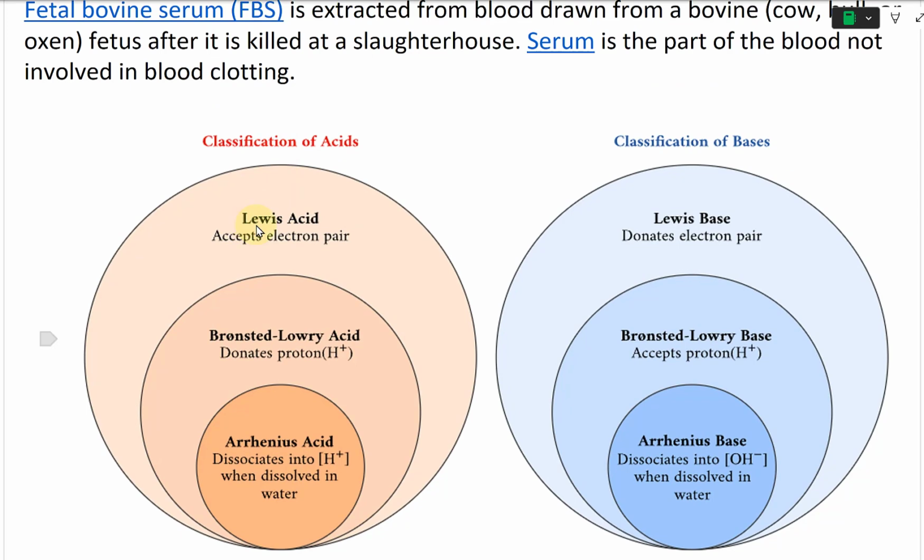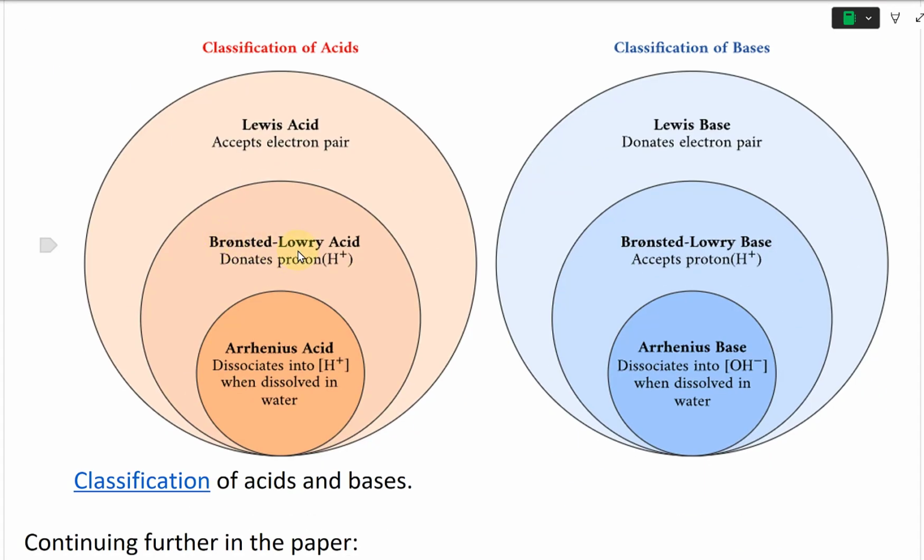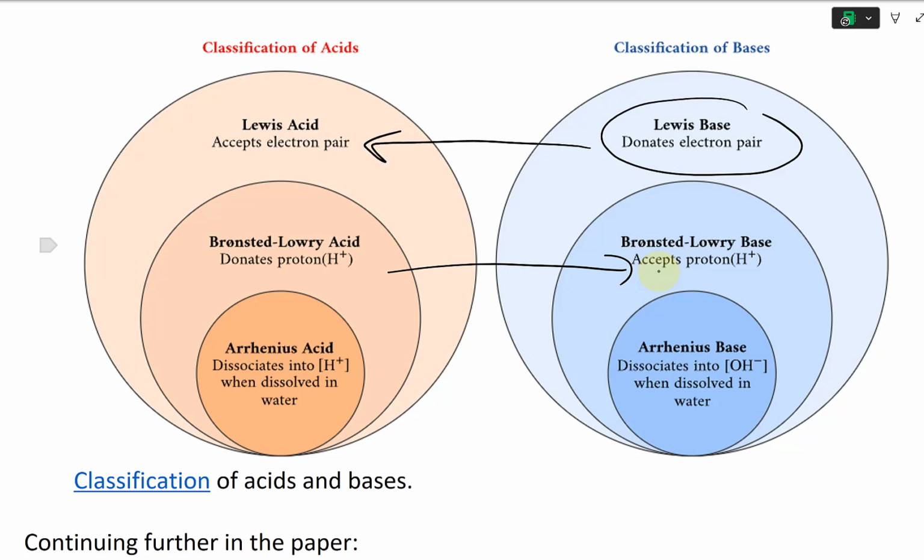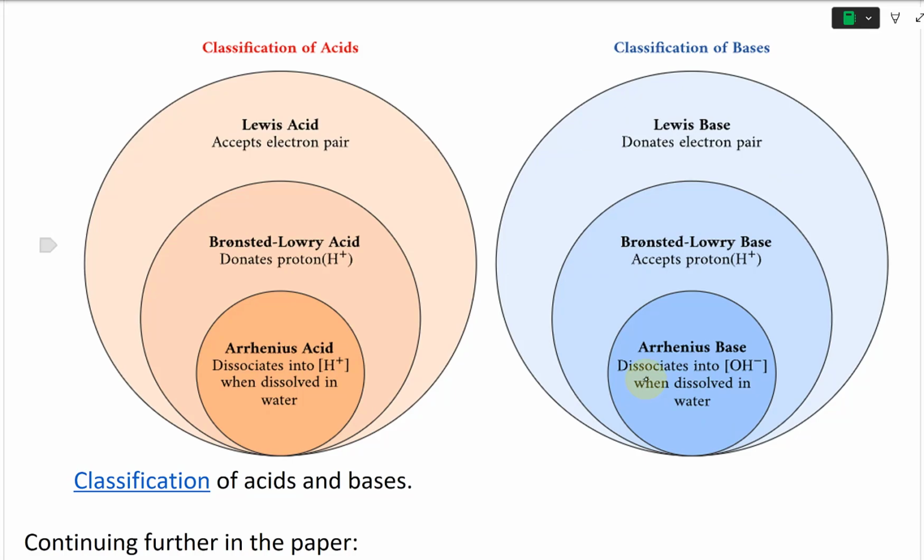So acids, you'll have a Lewis acid accepts electron pair. Then Bronsted-Lowry acid donates proton or H+. And then Arrhenius acid dissociates into H+ when dissolved in water. And then classification of bases, you have the opposite. Lewis base donates electron instead of accept. This one's accept, this one's donate. Then Bronsted-Lowry base accepts this proton. So this one accepts it, whereas this one donates this electron pair over to this. And then the Arrhenius base dissociates into OH- when dissolved in water. So this goes to OH. The other one goes into plus. So acids go into plus in water. This one OH- dissociates into that. All right. Let's go back up here.